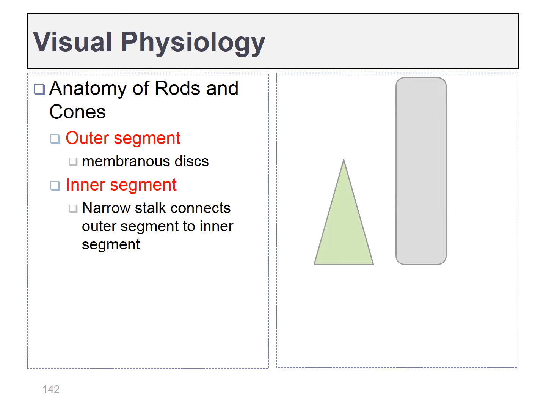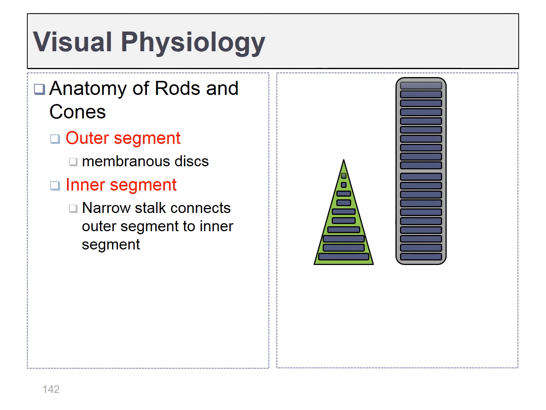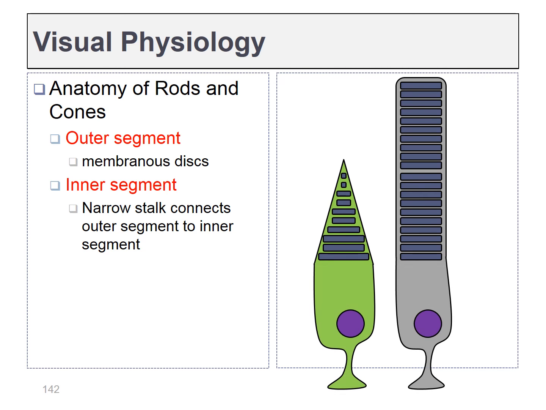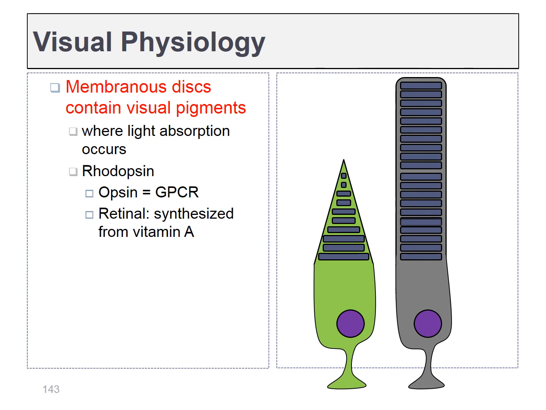Both rods and cones have an outer segment full of membranous discs, and then an inner segment which has all of our basic cell stuff, like the nucleus and mitochondria. It's those membranous discs where all of the magic occurs.